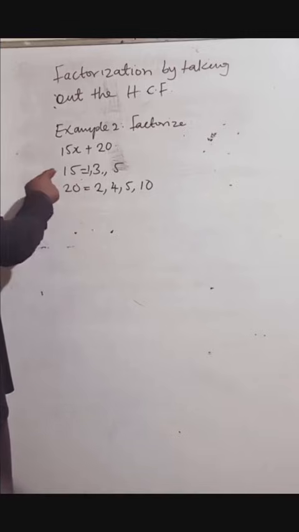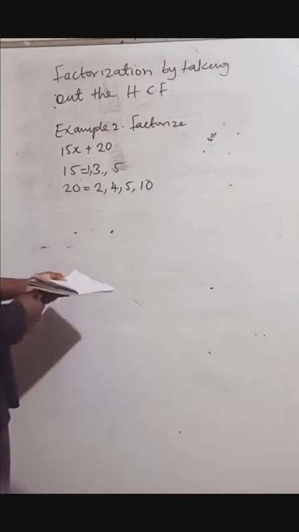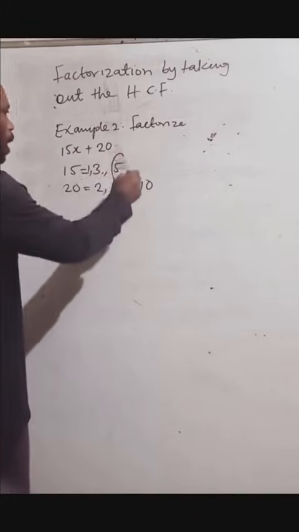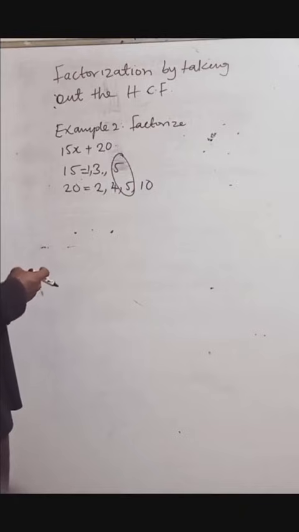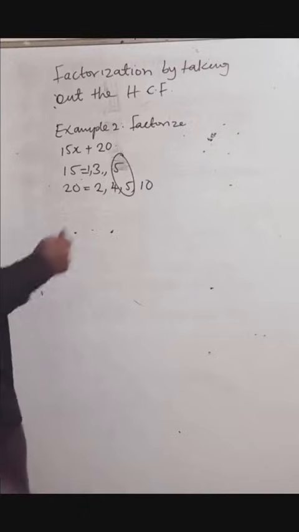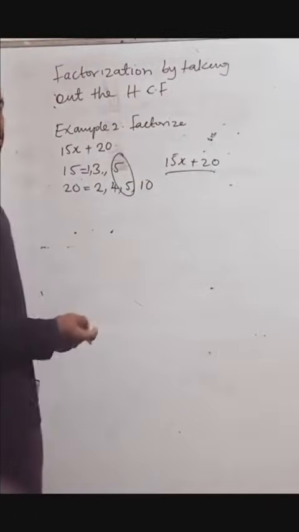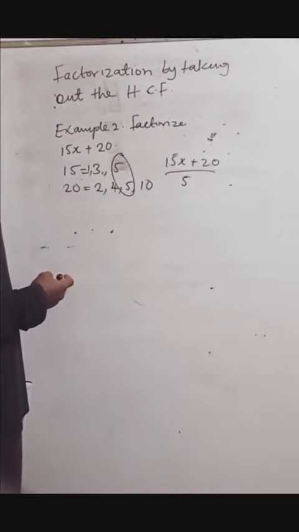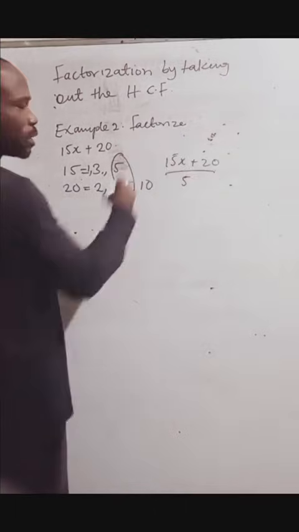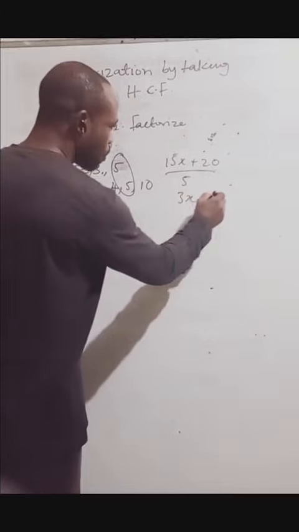So after writing out their factors, we now look for the highest number that is common to both of them. And the highest number that is common to both of them is 5. So 5 is the highest number. So what next do we do? The next thing we have to do is to write out our 15x plus 20 and then divide this value by 5, which is the highest common factor. So 15x divided by 5 is 3x and 20 divided by 5 is 4.